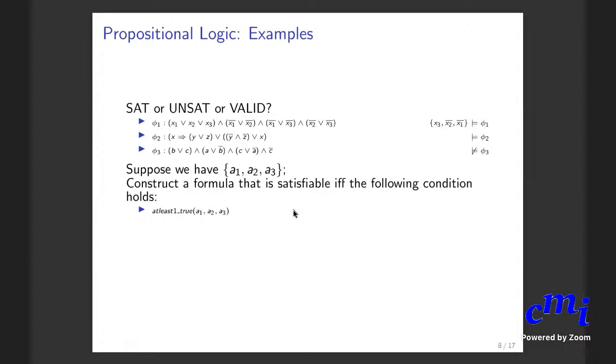A1 or A2 or A3, that's correct. So there are various possible assignments that make this formula satisfiable, and the only assignment that makes it unsatisfiable is when all of them are zero. So this models the scenario where you want at least one of the propositional variables to be true.